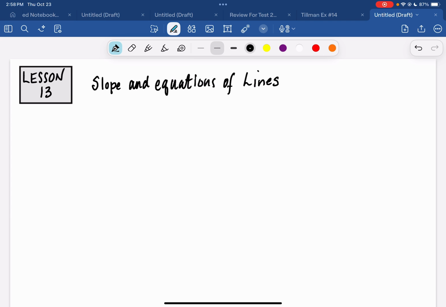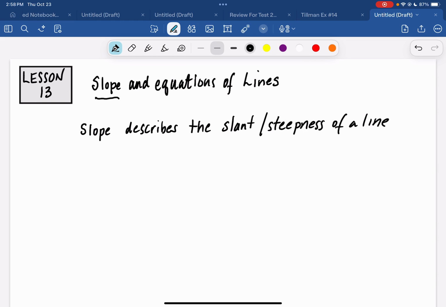Lesson 13 today is on slope and equations of lines. Now, we've been graphing a few lines by finding their intercepts, but one of the things we need to talk about also about lines is their slope. And slope really describes the slant, or if you will, the steepness of a line.